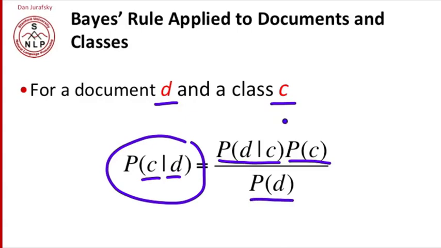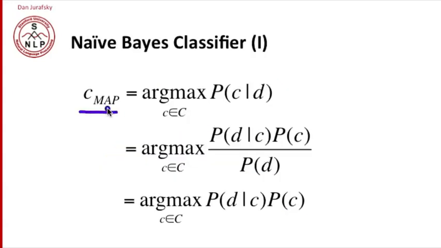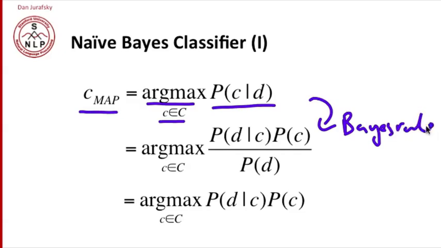So let's see how to use that in the classifier. The best class, the maximum a posteriori class, the class that we're looking for to assign this document to, is out of all classes the one that maximizes the probability of that class given the document. So we're looking for the class whose probability given the document is greatest. By Bayes' rule, whichever class maximizes the probability of C given D also maximizes this equation, the probability of D given C, probability of the class, over the probability of the document.